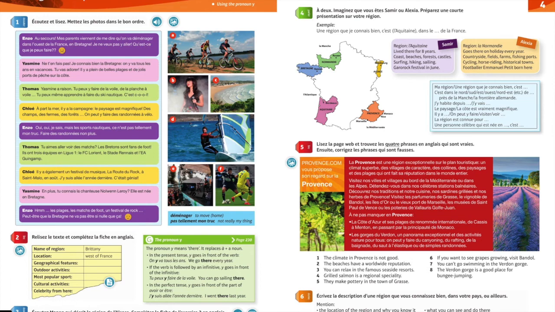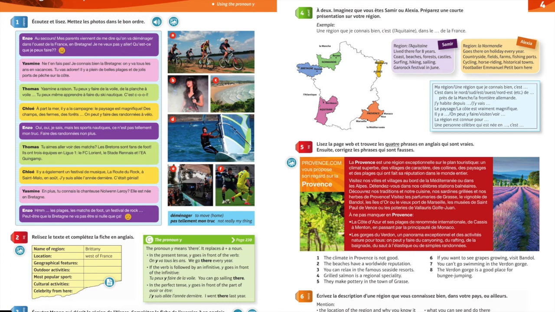En été, on peut faire du cyclisme. So we're on to outdoor activities now. Cyclisme, another word for vélo. On peut faire du vélo. On peut faire du cyclisme. Ou de l'équitation.